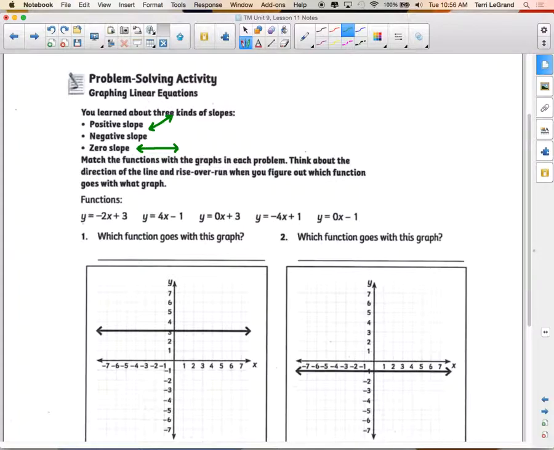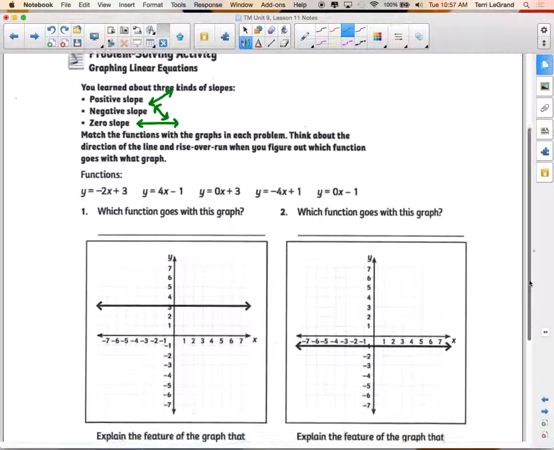How about a negative slope? What does it do? It falls from left to right. So that goes like this when we have a negative slope. So those are the three kinds of slope that we can identify. But now we also know about y-intercepts, don't we? Y-intercepts, again, remember, are where it crosses the y-axis.